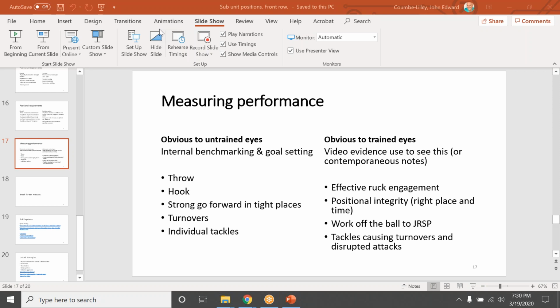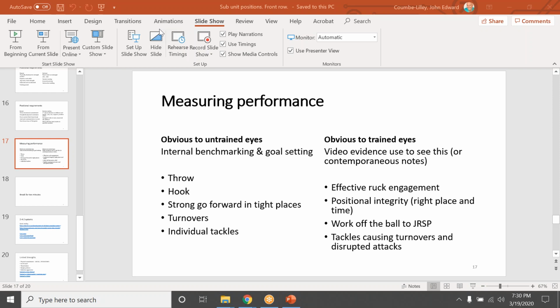Okay, and so for our props, effective ruck engagement is like a lazy prop will flop on it or will contest the ruck that's already lost. That's not good for the team. And doing something late means that you didn't have positional integrity in the first place. So one precedes the other, no, one follows the other.